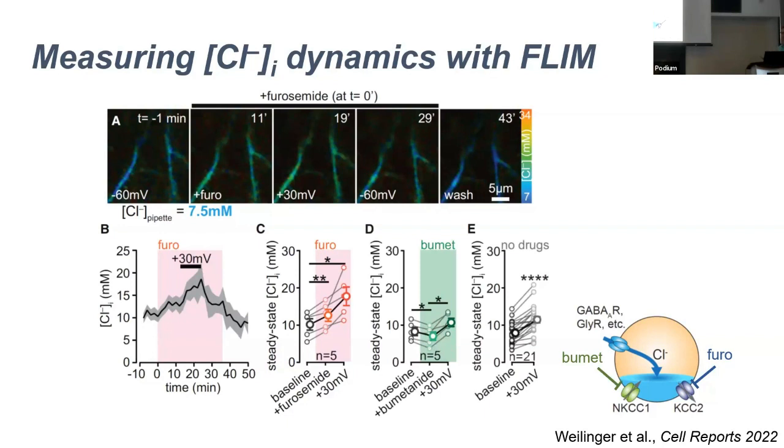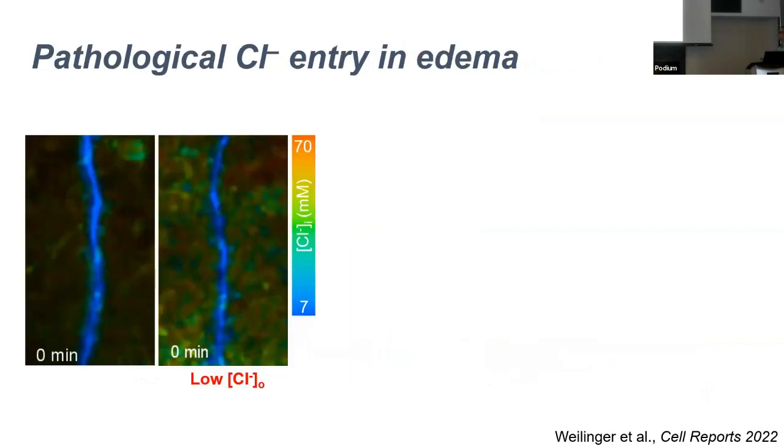We can also do the opposite. So inhibit the chloride importer, KCC1, with bumetanide. And again, we see this expected effect, and we can, again, increase the chloride here by depolarizing the membrane. Okay, so that's just showing that the technique works.